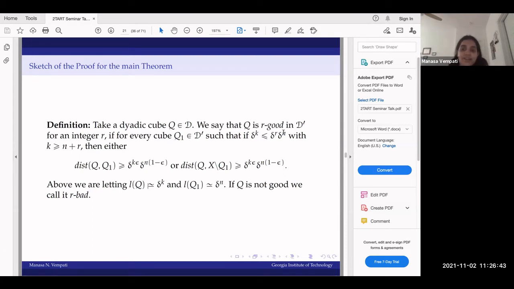So we say that Q is r-good in D prime for an integer r if delta power k is less than delta power r times delta power n, with k greater than or equal to n plus r, if one of these conditions is satisfied. So we either have the distance between Q and Q1 greater than delta raised to some power, or we have the distance between Q and the complement of Q1 greater than delta raised to the same power. So this is when we say that we have a good cube. If this condition is not satisfied by a cube in the dyadic system, we say that it's a bad cube.